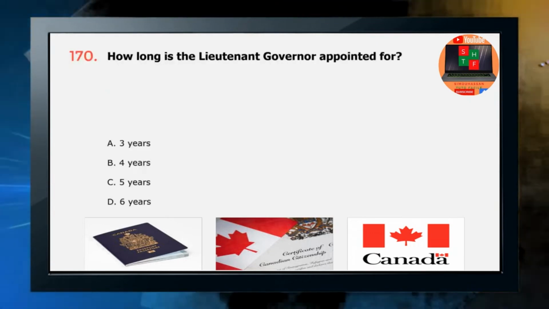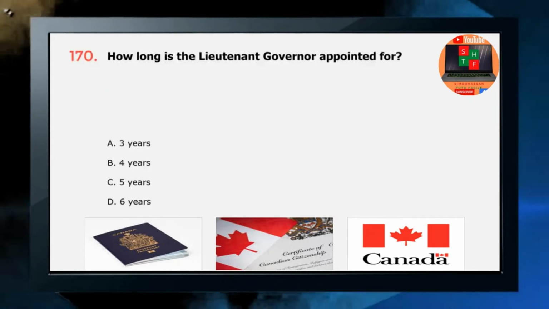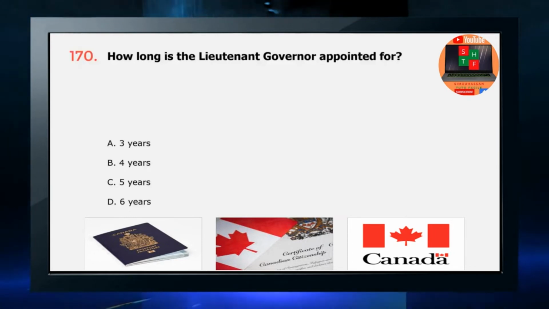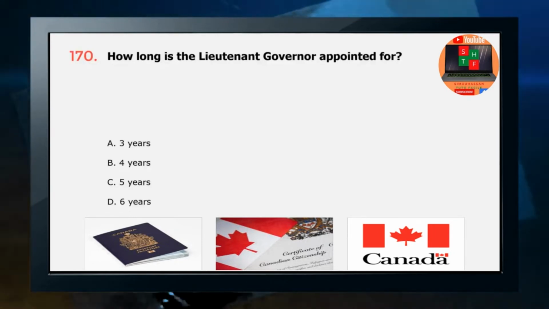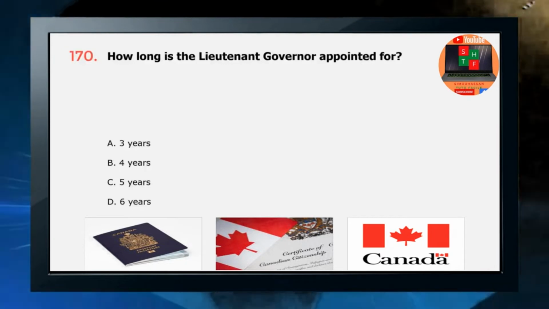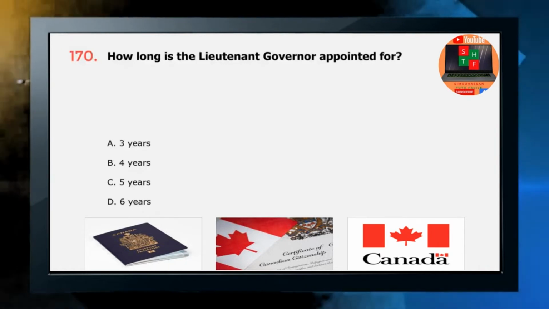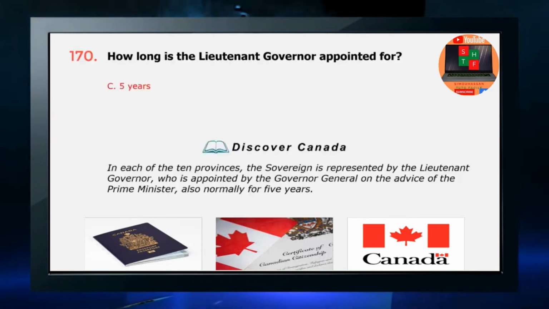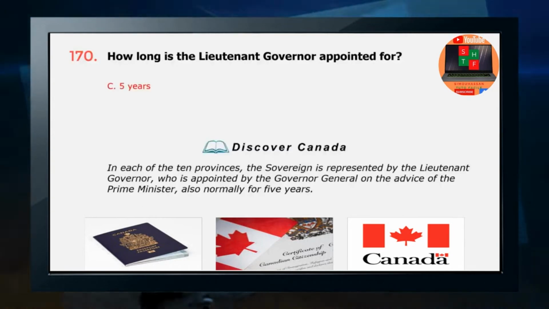Question 170. How long is the Lieutenant Governor appointed for? A. 3 years. B. 4 years. C. 5 years. D. 6 years. The answer is C. 5 years.